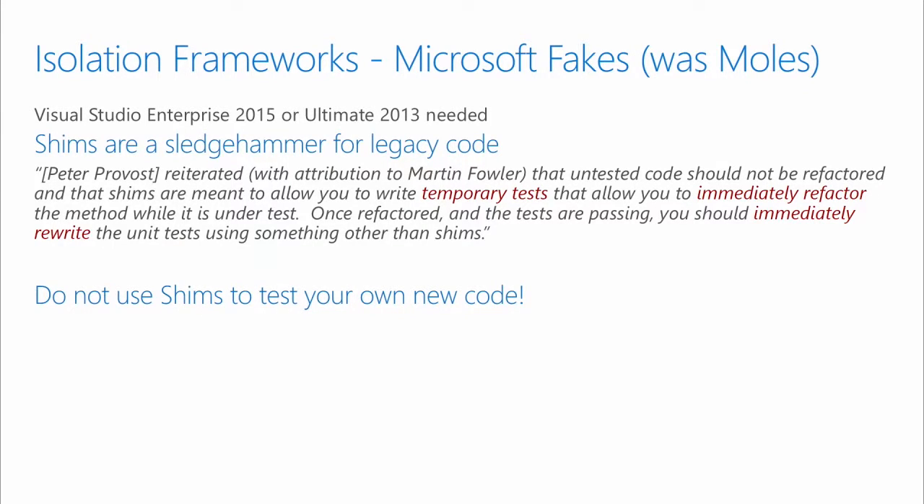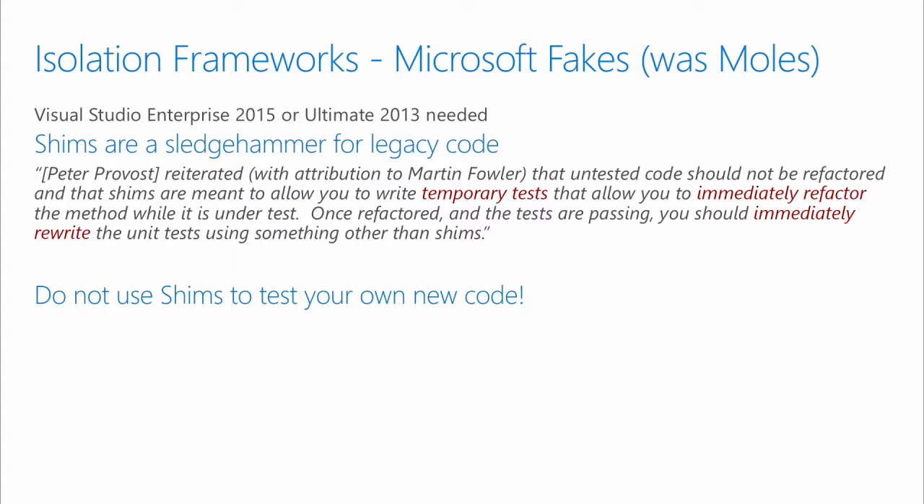And I think I want to do one last thing. If you take a look here, this is an example of the Microsoft Fakes framework. It used to be called Moles. This is a Visual Studio Enterprise 2015 or Ultimate 2013 feature. But Peter Provost had a great one that says, shims are a sledgehammer for legacy code. And he reiterated something that Martin Fowler had said, and I like this.